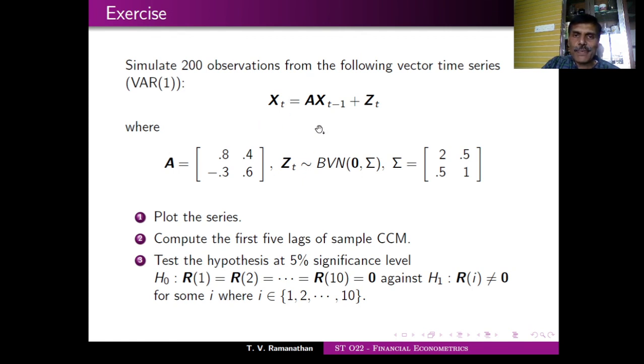Now the enthusiastic people can continue this exercise. This is a vector autoregression 1. You change the model: xt equal to zt plus some a times zt minus 1, then generate similar kind of zt, get that xt series, and do the same thing for that exercise also. So basically you are generating a vector moving average model of order 2, 200 observations from that, and then doing all these exercises. Okay?